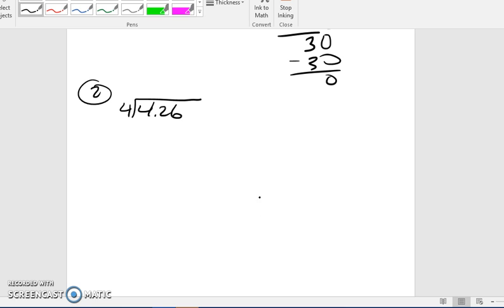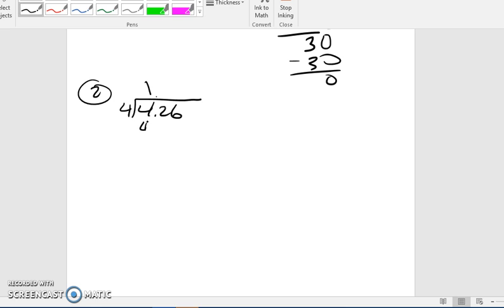So what we want to do here is push the decimal up right away so we don't forget about it. That way it'll be in our answer. I know it's a faint decimal, but it'll have to do. So same division process. How many groups of 4 can you take out of 4? We can take 1.